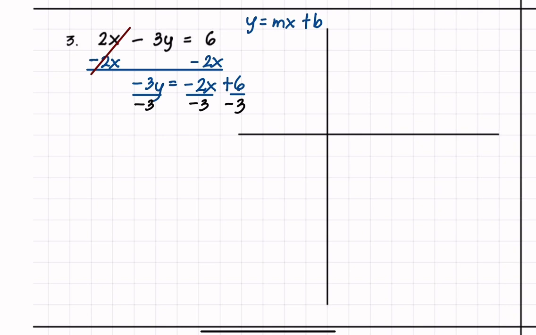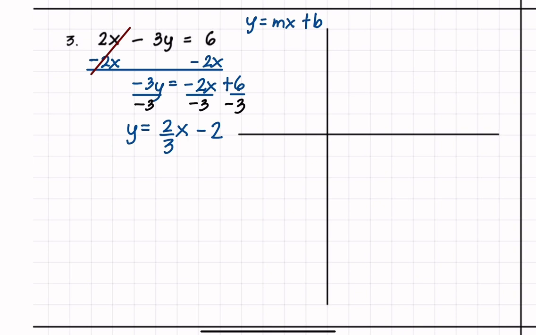Okay, so negative 3 divided by negative 3 is simply 1. So we're going to put here y is equal to negative 2 divided by negative 3. We cannot divide that, but based on the sign, negative divided by negative will result to a positive number. So it will become positive 2/3 x. But this one, class, positive 6 divided by negative 3. That is negative 2.